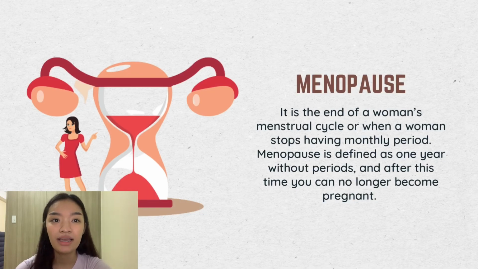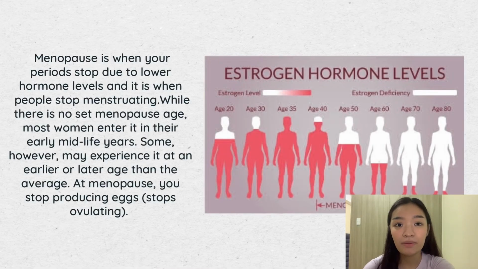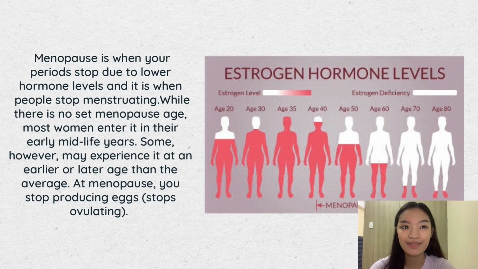Next is menopause. It is the end of a woman's menstrual cycle, or when women stop having their monthly period. Menopause is also defined as 1 year without periods, and after this, you can no longer become pregnant. For most people, they stop getting their period when they're between 45 and 55 years old. And menopause can take a few years, and the period usually changes gradually during this time. After menopause is totally complete, you can't get pregnant anymore. Some, however, may experience it at an earlier or later age than the average.